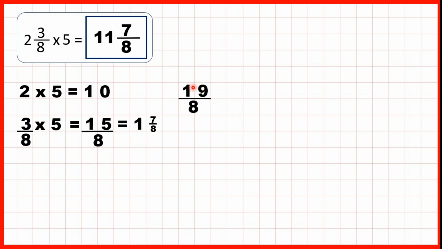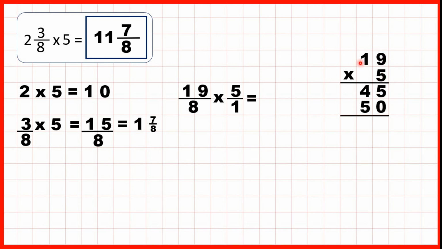So now we can multiply 19/8 by 5. And so that we remember to only multiply the numerator by 5, some children like to write 5 as 5 over 1. Now we need to work out 19 times 5. So using column method, 9 times 5 is 45, 0 in our second answer line, 1 times 5 is 5, and add up our answers.